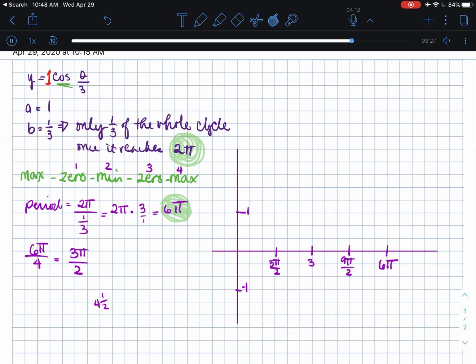So I start with my maximum, in this case a 1, and then I go to 0, and go to my minimum, which is the -1, go back to 0, and then go to max. Okay, so this is our graph.